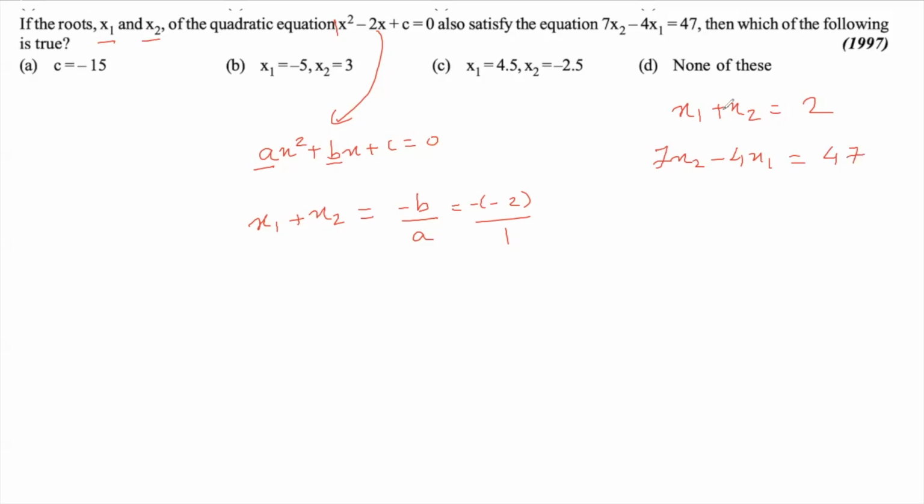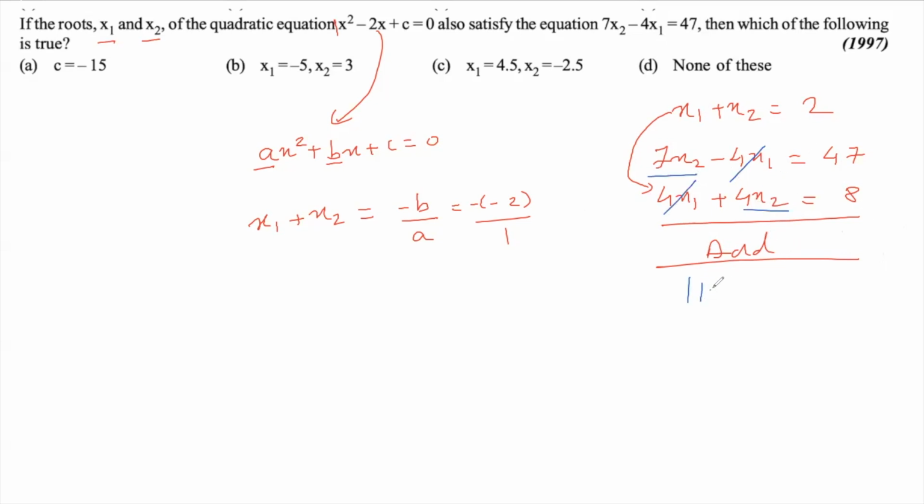Right? So we have two linear equations. We can now solve them simultaneously. If I multiply the first equation with 4, I will have 4x1 plus 4x2 is 4 2s are 8. And the next step is I'm going to add these two equations. Minus 4x1 and plus 4x1 cancels out. 7x2 and plus 4x2 will be 11x2 is equal to 47 and 8 is 55. Dividing by 11 on both sides, x2 will be 5.